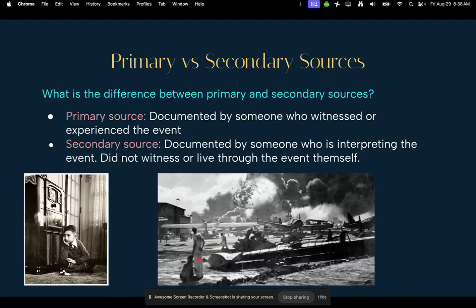Now, a secondary source would be this radio right here. So the news reporter who probably wasn't there during the events, and that news reporter talking to the American people about what happened, that would be a secondary source. Because again, the news reporter probably wasn't there at Pearl Harbor.